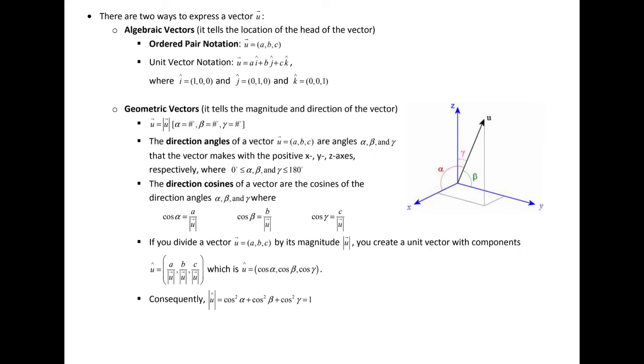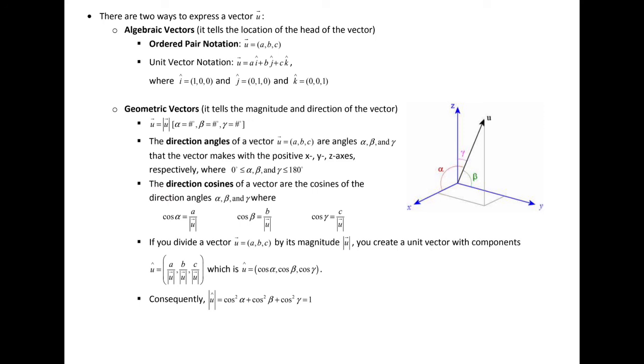Like the vectors in two dimensions, vectors in three dimensions also have algebraic vectors and geometric vectors. Algebraic vectors also have the ordered pair notation and the unit vector notation. Instead of i and j, now we have i, j, and k. K is the unit vector of the z-axis. In geometric vectors, you still need to indicate the magnitude, but for the direction, instead of saying true bearing and quadrant bearing, now we're going to use alpha, beta, gamma, which are the angles with the positive x, y, and z axes. So how do we find the angles alpha, beta, gamma?